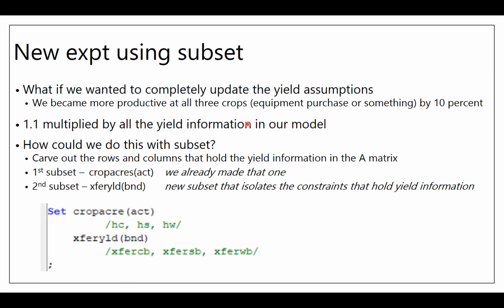And so what we want to do is think about how can we do this with a subset. So 1.1 multiplied by all the yield information in the model. This is a non-specific productivity change. And so I already set this up for you and showed you both of these subsets. So we just carve out the rows and columns that hold the yield information. We already made the subset for crop acres. Make this second one that works on the transfer yields, and it's going to isolate those.